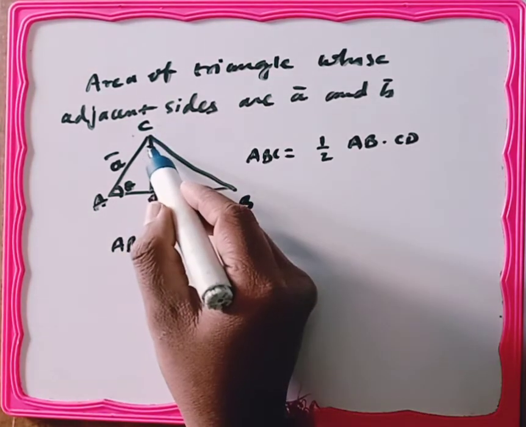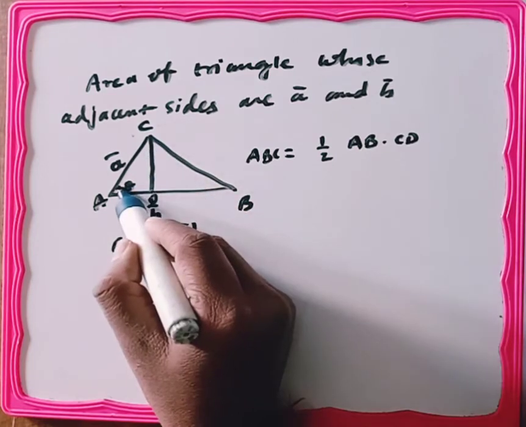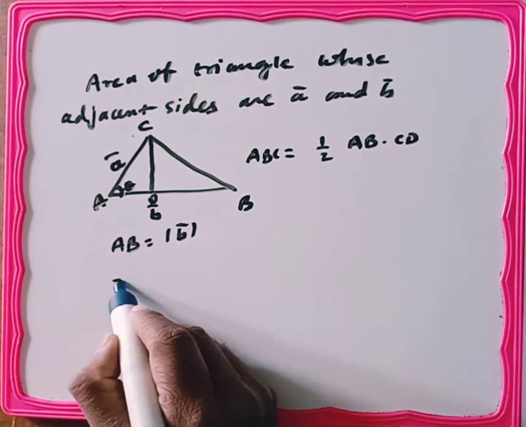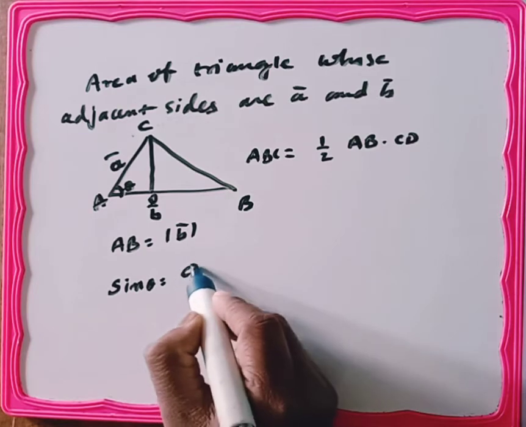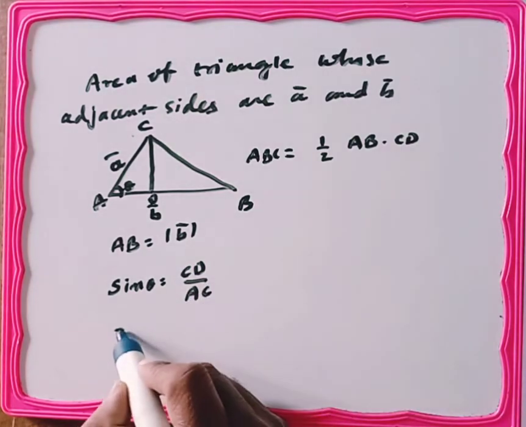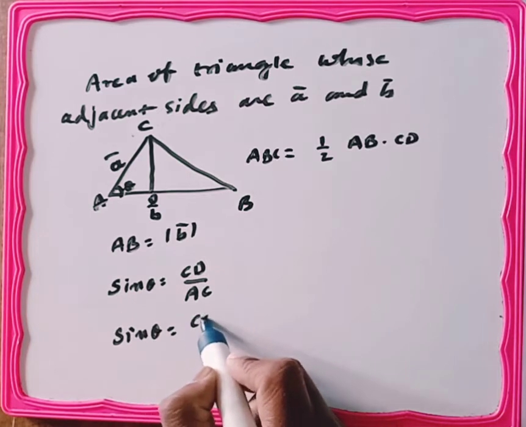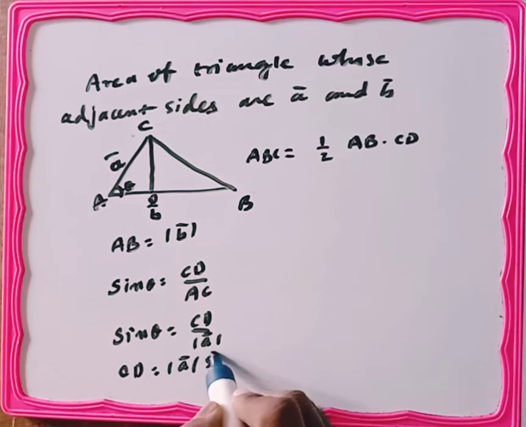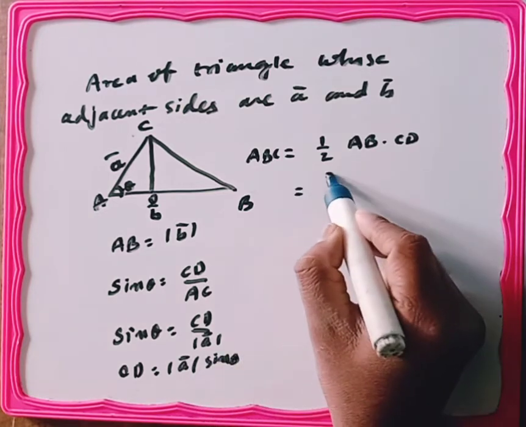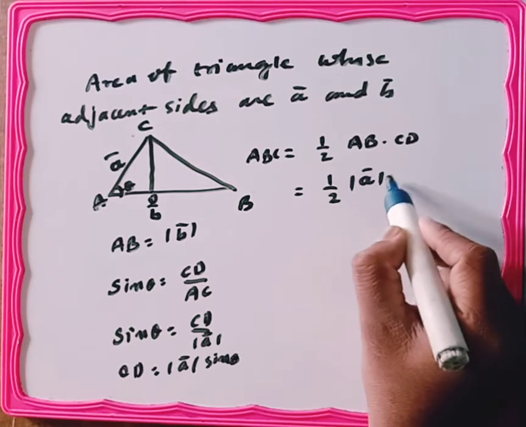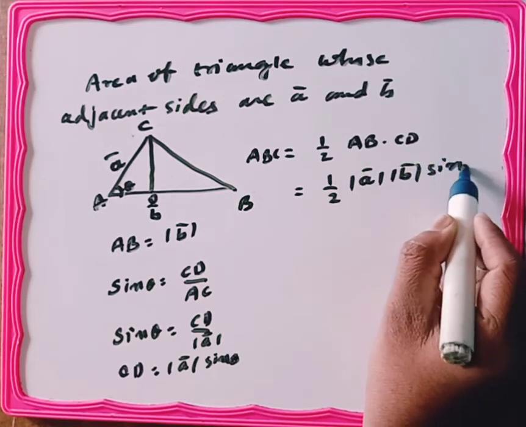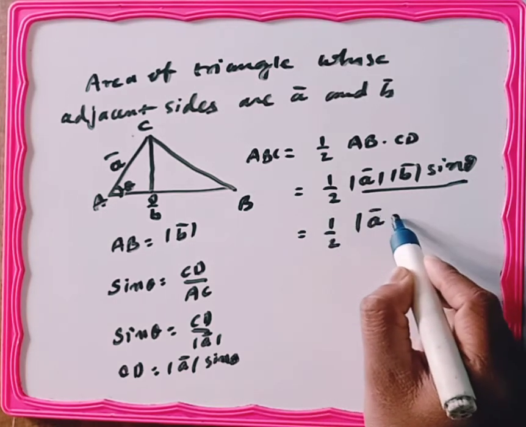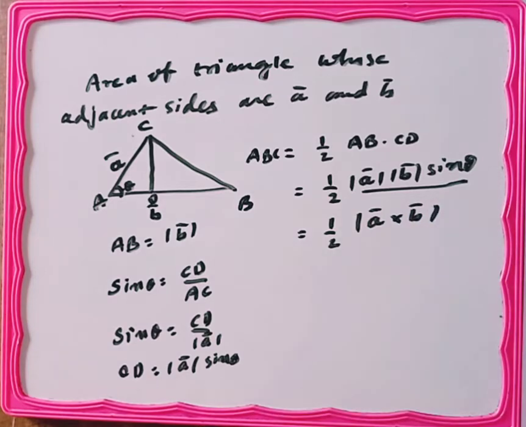But CD magnitude we want. Then the angle is theta, and this hypotenuse AC we take, then sin theta equals CD by AC, so CD equals magnitude a bar sin theta. Here we substitute the value, then 1 by 2 magnitude a bar b bar sin theta. So this value gives us a bar cross b bar, and so we can take 1 by 2 magnitude a bar cross b bar.